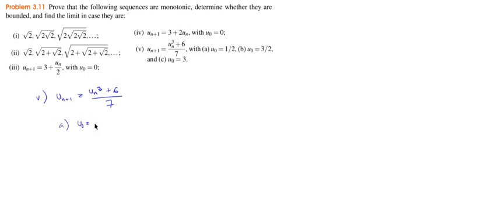U sub 0 is 1/2. The first part is as usual. We assume that the sequence has a limit. Let's say the limit when n goes to infinity of u sub n is u, and then we compute it using this recurrence formula. Taking limits in both sides, we have this, which is the same as saying that u cubed minus 7u plus 6 equals 0.